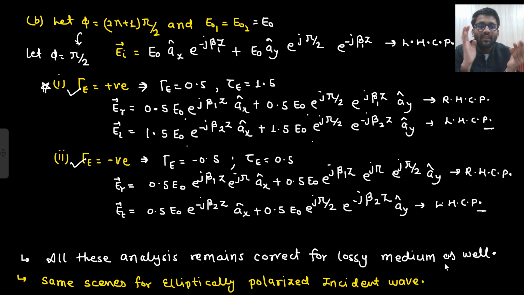The conclusion is, in the case of normal incidence, if your wave is linearly polarized, then the reflected wave will also be linearly polarized and the transmitted wave will also be linearly polarized. But if your incident wave is circularly polarized, then the reflected and transmitted waves will also be circularly polarized, but the direction will change. How will the direction change? Left hand circularly polarized will become right hand circularly polarized at reflection, but at transmission left hand circularly polarized will remain left hand circularly polarized only. Is that clear to you or not?